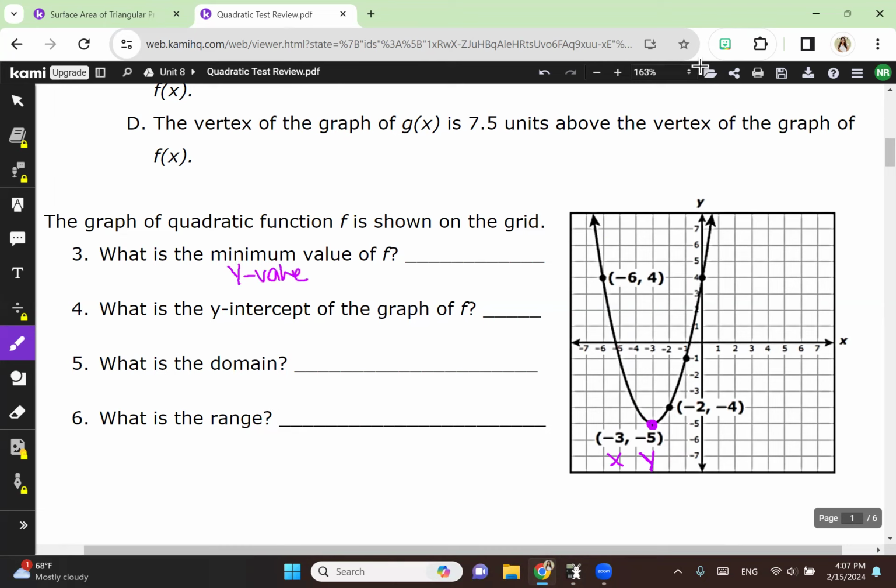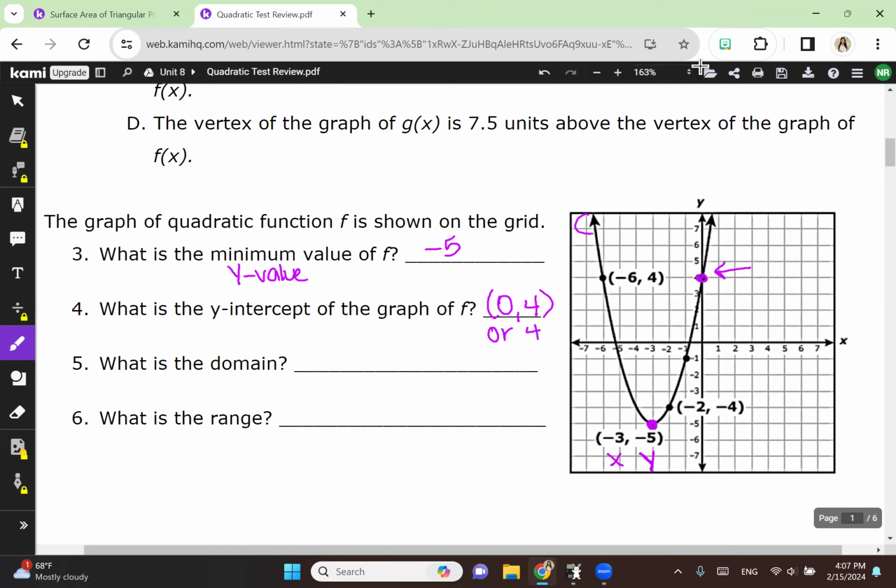So the minimum is -5. Okay. What is the y-intercept of the graph? The y-intercept is where it crosses the y-axis. So that would be (0, 4), or just 4.